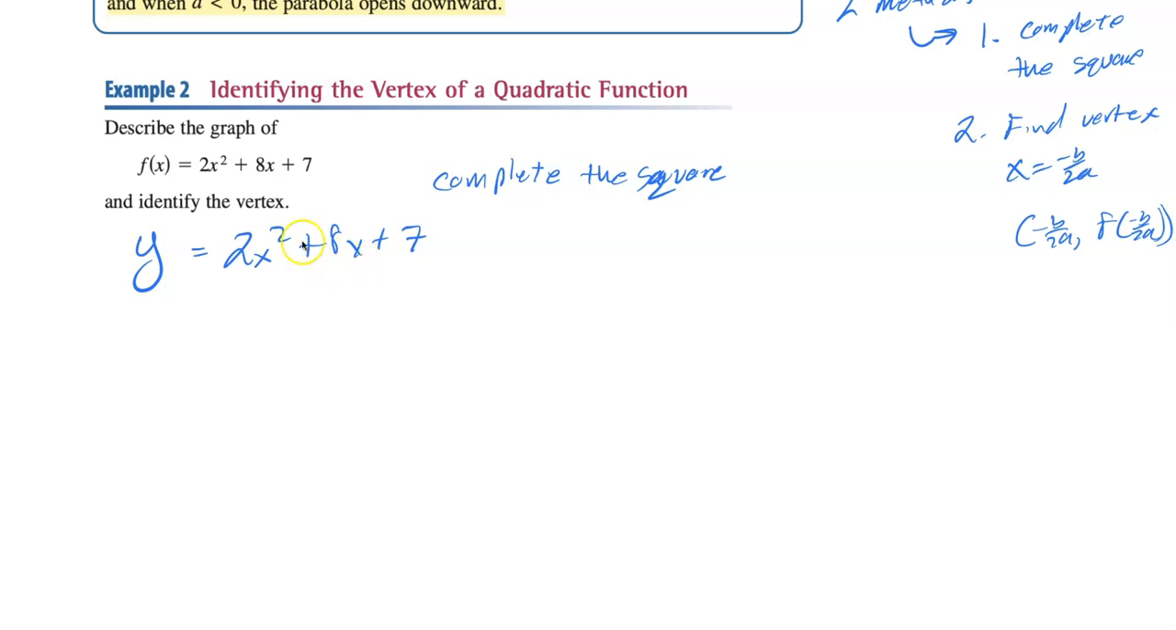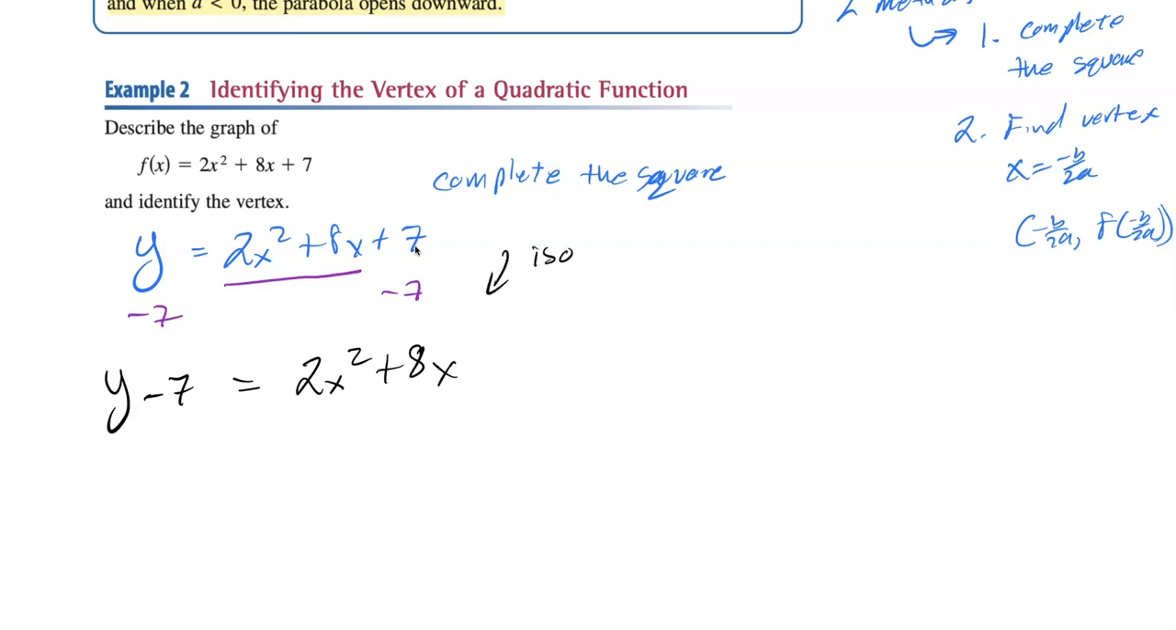So to complete the square, I like to get the x's by themselves, or move over that. So we're going to move over that 7. I'll go minus 7, and I get y minus 7 equals 2x squared plus 8x. So I'm going to isolate the x's.